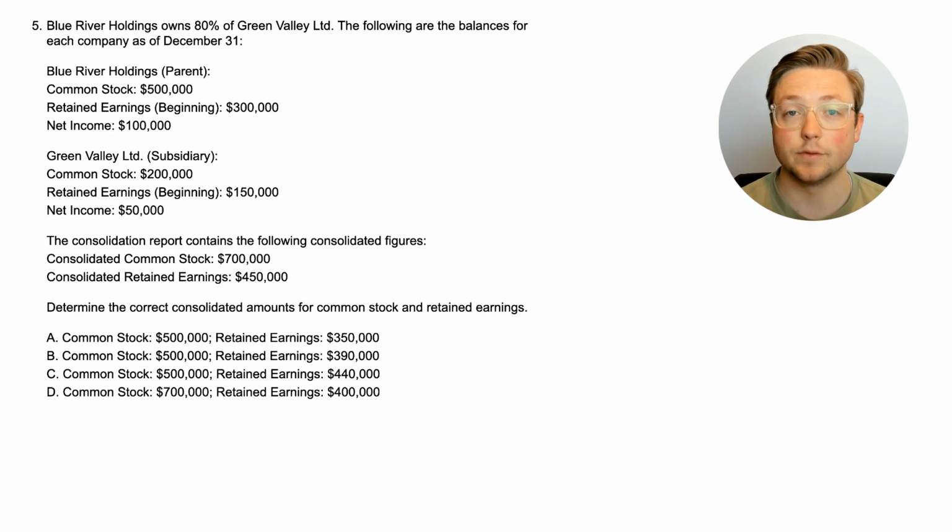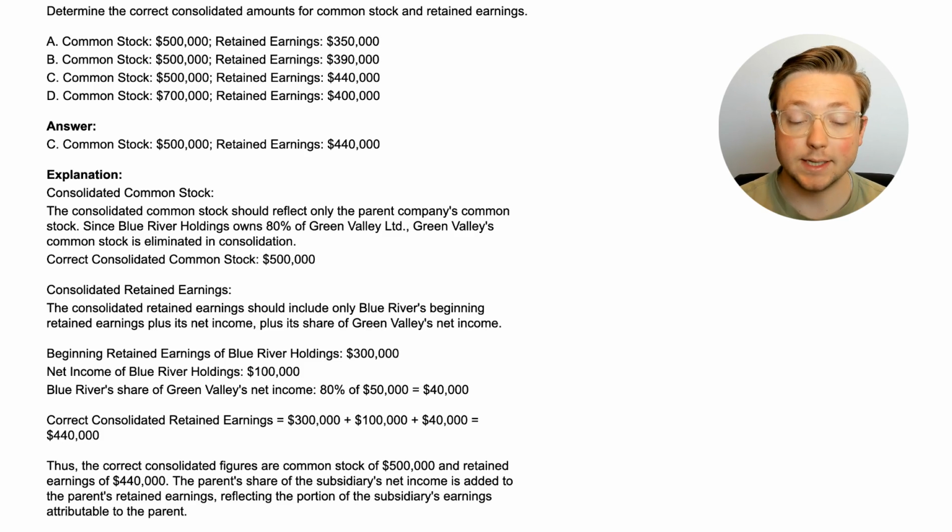We're going to dive straight into the answer for this one. Okay, here is the answer. C, common stock should be $500,000 and retained earnings should be $440,000. So let's walk through this.